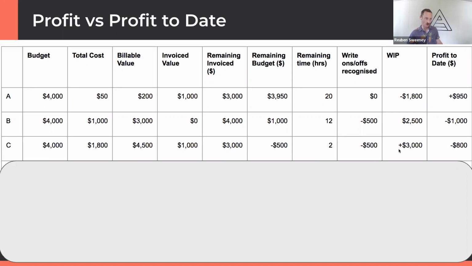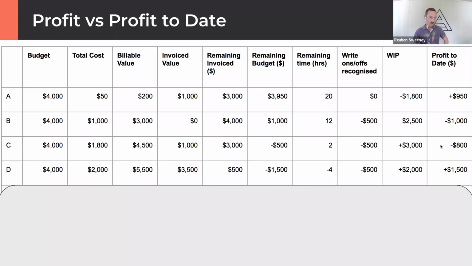We've recognized some write-offs. Our WIP balance is quite high, $3,000, but the chance of me being able to invoice that is also quite high because I've got quite a lot of remaining invoice value left. So although I'm at a negative $800 loss to date, being my invoice value less the total cost incurred to date, this job is actually pretty much on track. So you can see how that profit to date doesn't really reflect how that job is performing without knowing all those other things.